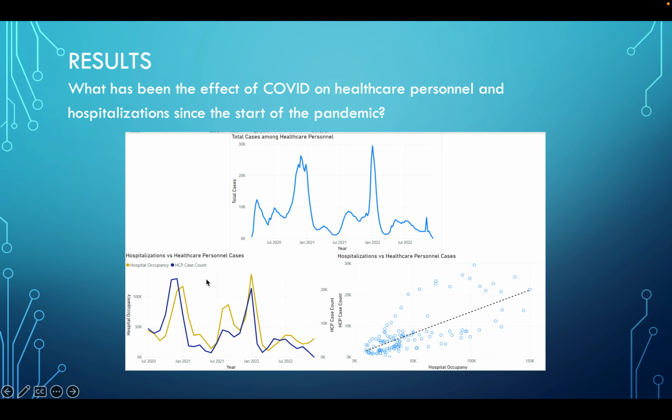2021, sorry. And then I wanted to compare that against the number of hospitalizations, and we can see an interesting pattern in which the number of cases among healthcare personnel seems to follow the same pattern as the number of hospitalizations. And so this might reveal some correlation between the two, which is analyzed and visualized in the scatter plot, which shows that there is indeed a positive correlation between hospital occupancy and COVID cases among healthcare personnel.